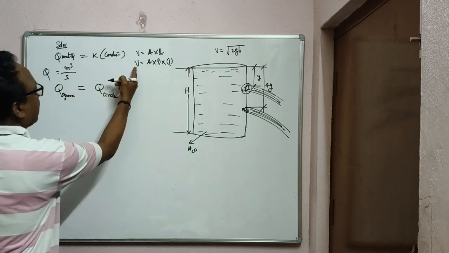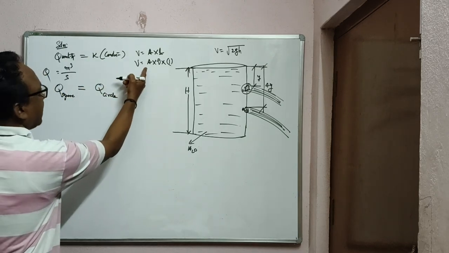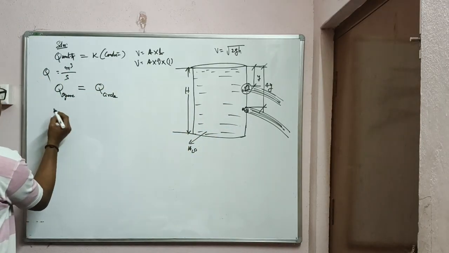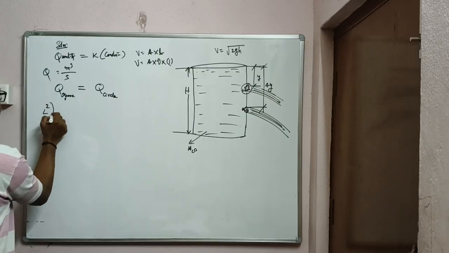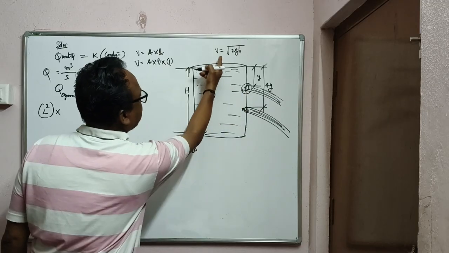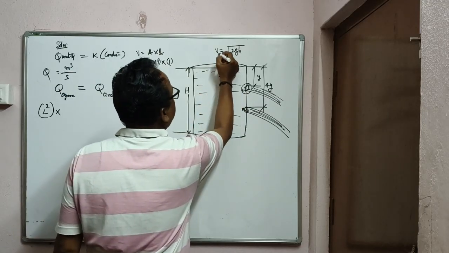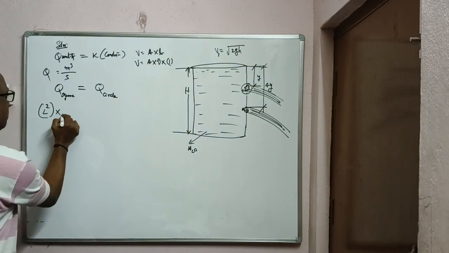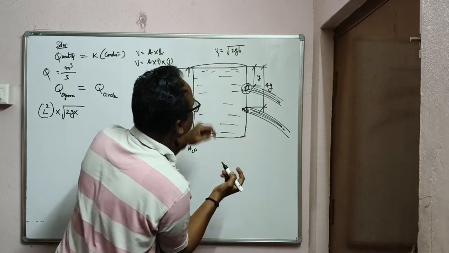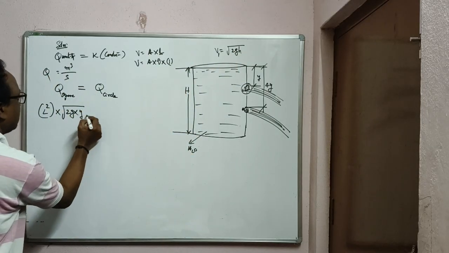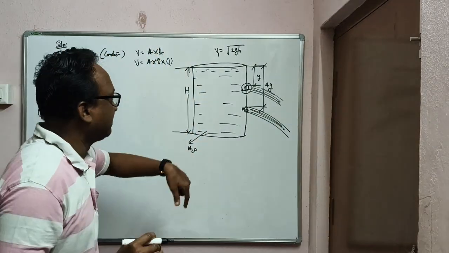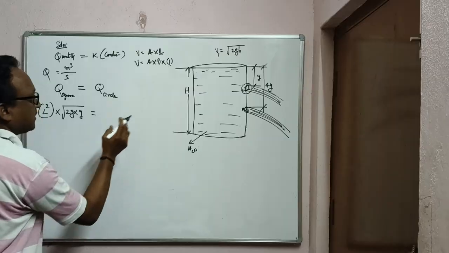First quantity, A1 V1. What is the area of the square? Side into side, length into length, that is L square, into V1. What is the velocity of the first one? Root 2gh, efflux velocity, V1 is root over 2g into h, and the height here is y. This is equal to the quantity coming out from the circular hole of the same tank, at the height 4y. So apply the same here.